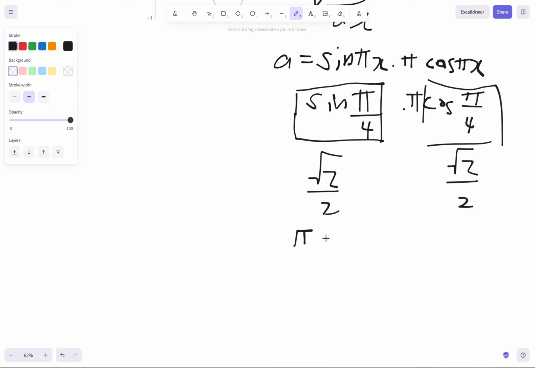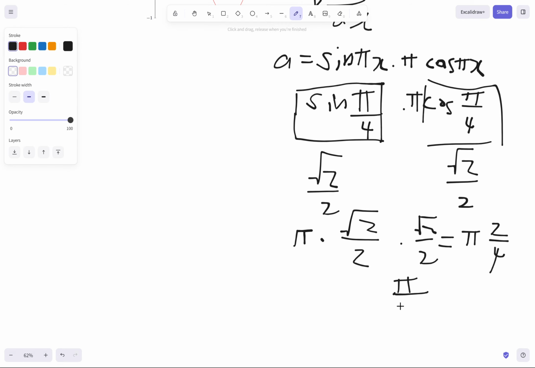So pi times square root 2 over 2 times square root 2 over 2. So this is equal to pi, the top becomes 2 over 4. We have pi over 2. What an elegant way to end the video. Thanks.